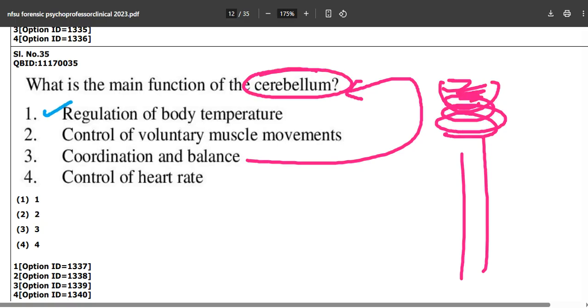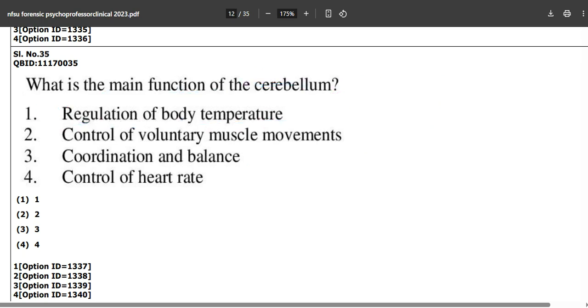Regulation of body temperature is done by whom in your brain? I am giving you options: substantia nigra, or pituitary gland, or the fornix, or the amygdala. What is the correct answer for the regulation of body temperature? Don't forget to comment down below. Control of voluntary muscle movements and control of heart rate, yes, this you should answer. Is it RAAS or RAS?